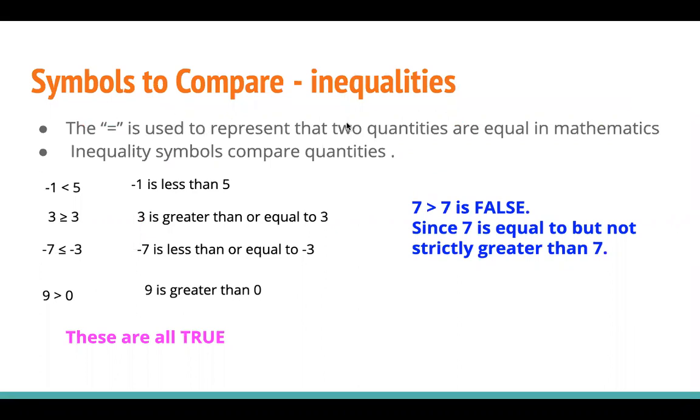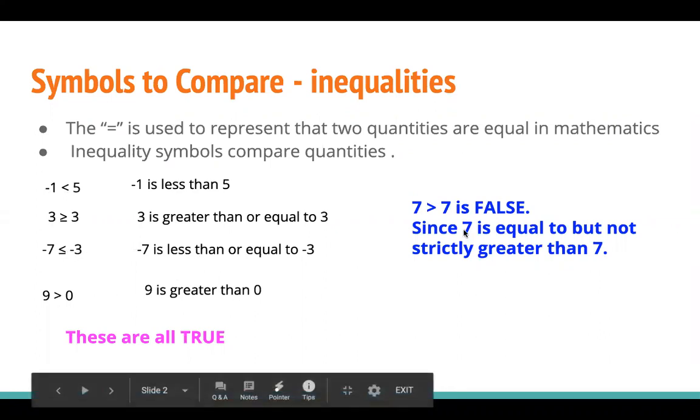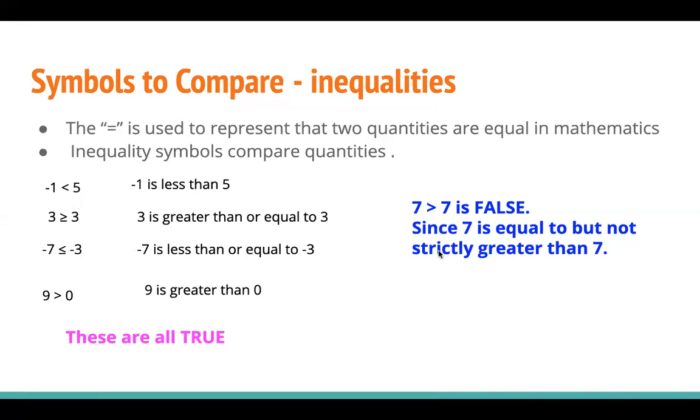Equal sign is when two quantities are the same or equal in mathematics, and with an inequality, we compare. I say -1 is less than 5. That means it's a smaller number. 3 is greater than or equal to 3. That's true because it is greater than or equal. -7 is less than or equal to -3. That's a true statement. 9 is greater than 0. The statement 7 is greater than 7 is a false statement because 7 is equal to but not strictly greater than 7.